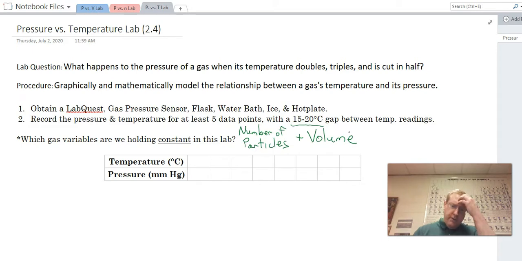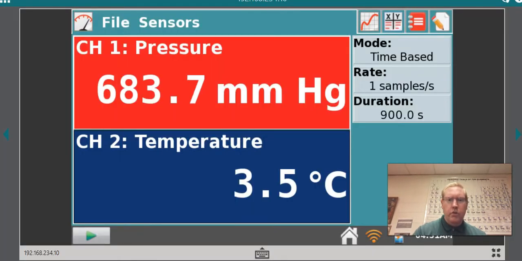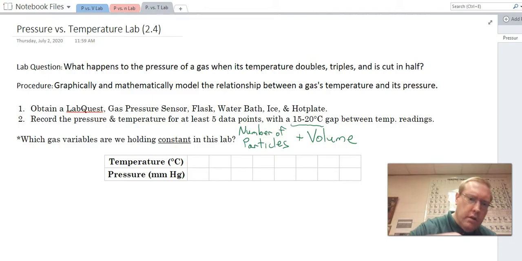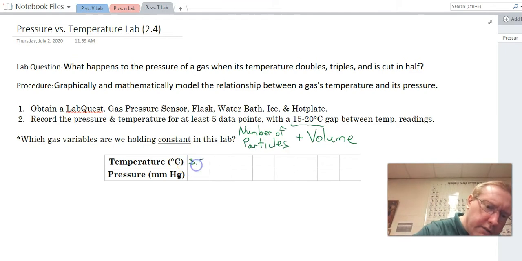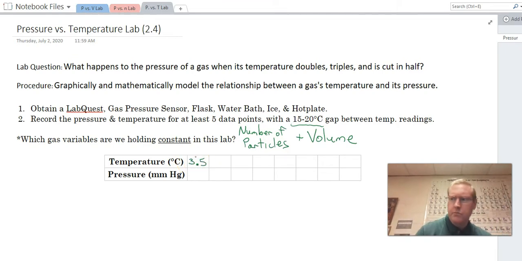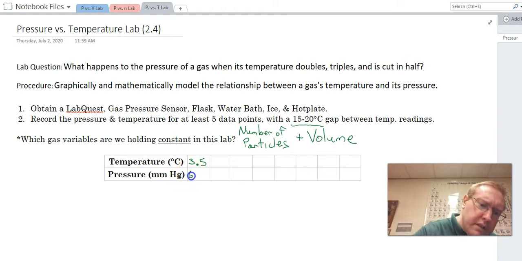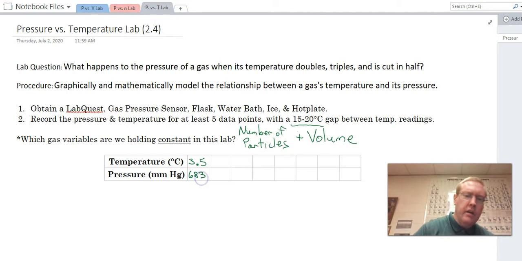All right, should we get our first data point? It looks like the temperature and the pressure have stabilized. So I'm going to go over to my LabQuest screen. Right now we've got a temperature in the flask of 3.5 degrees Celsius and a pressure right around, we'll say, 683 mmHg.